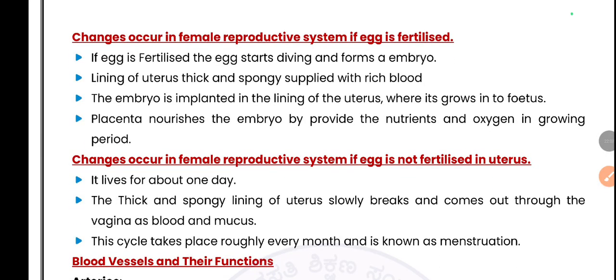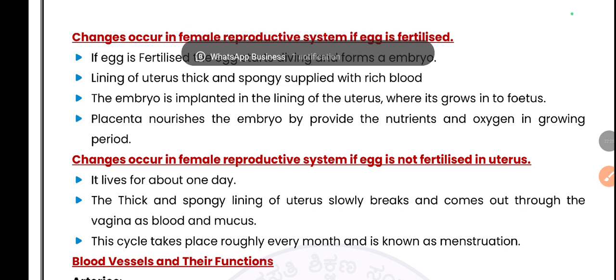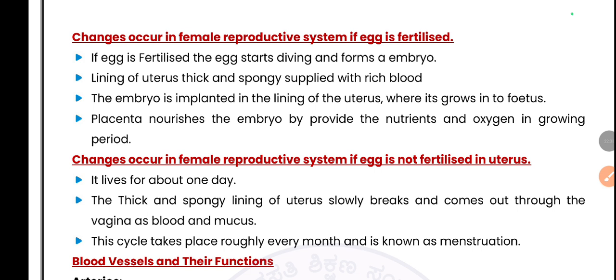Changes occur in the female reproductive system if the egg is fertilized. The egg starts dividing and forms an embryo. The lining of the uterus becomes thick and spongy, supplied with rich blood. The embryo is implanted in the lining of the uterus, where it grows into a fetus. The placenta nourishes the embryo by providing nutrients and oxygen during the growing period.